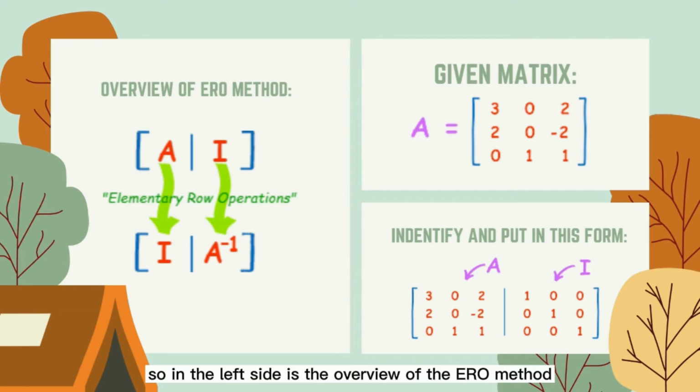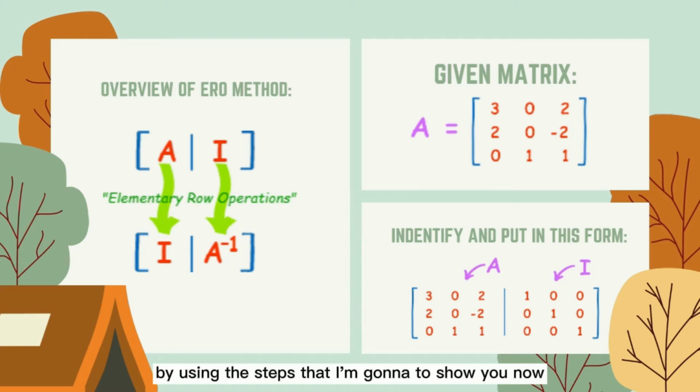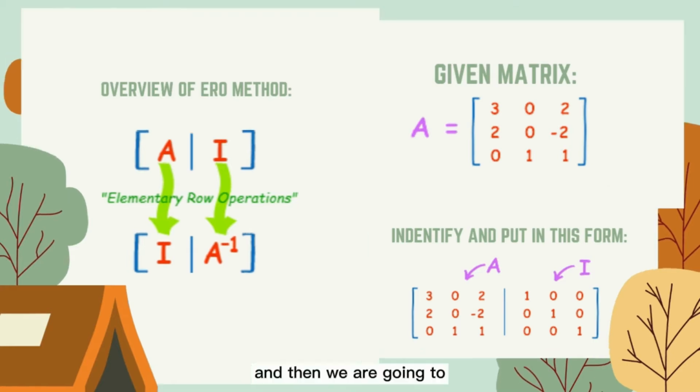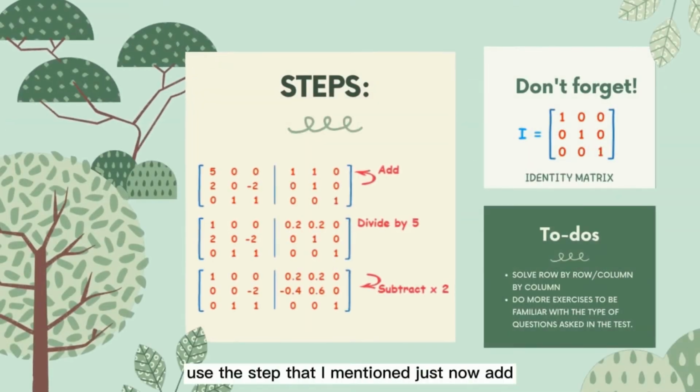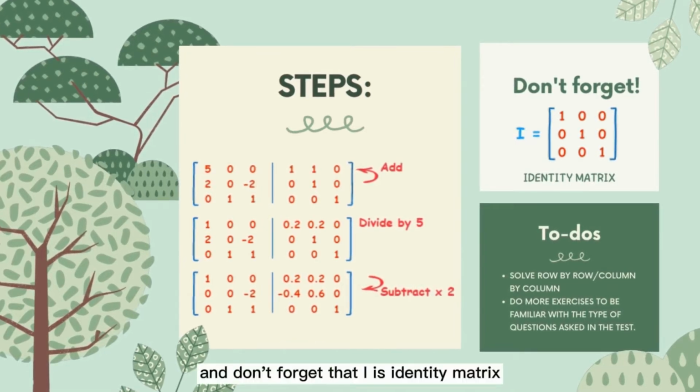On the left side is the overview of the ERO method. We are going to change A into I, and I changes into the inverse matrix, using the steps that I'm going to show you. Firstly, we identify the given matrix and put it into the form that I show in the bottom right of this video. Then we use the steps I mentioned just now: add, divide, and subtract. And don't forget that I is the identity matrix.